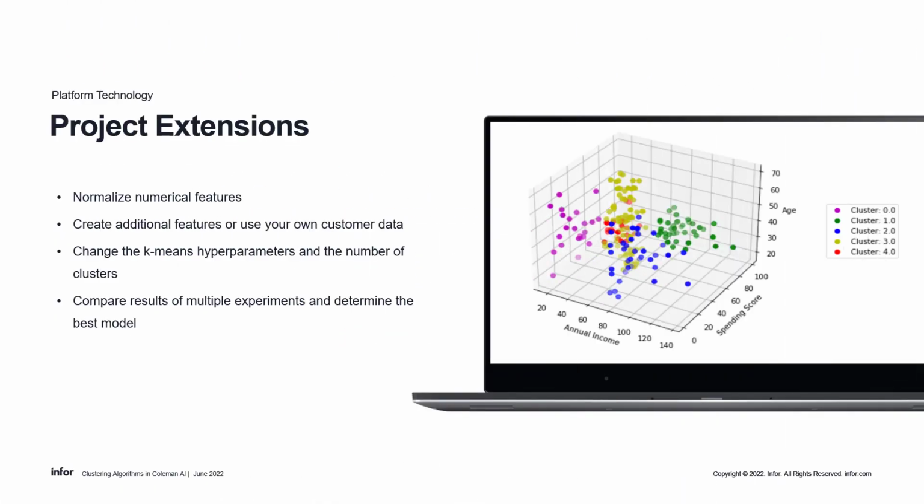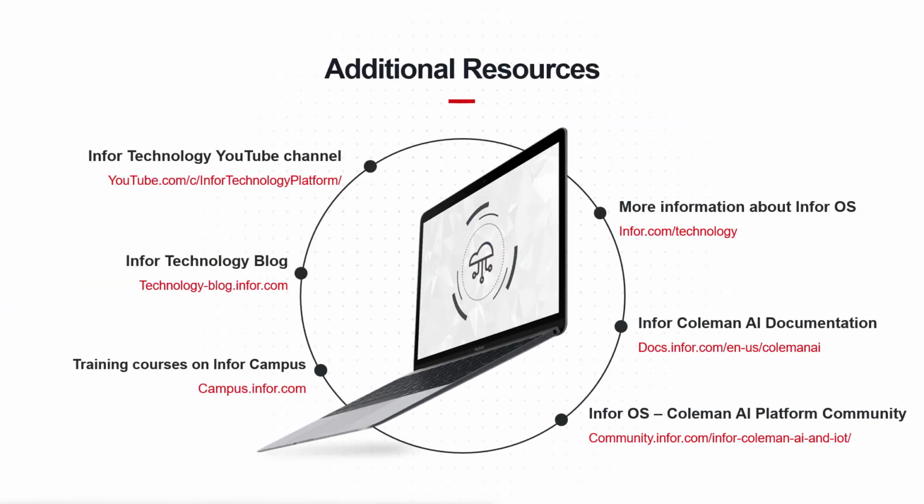For a deeper dive on this type of project, consider trying one of the following extensions. Normalize the numeric features, create additional features for your own customer data, change the k-means hyperparameters and the number of clusters, or try comparing results of multiple experiments and determining the best model. Using Infor Coleman AI makes the application of a clustering algorithm an easy task and can inform real business decisions. To learn more about Coleman Applied Machine Learning, see the Coleman documentation or any of our other great resources in the video notes. Thank you for watching.